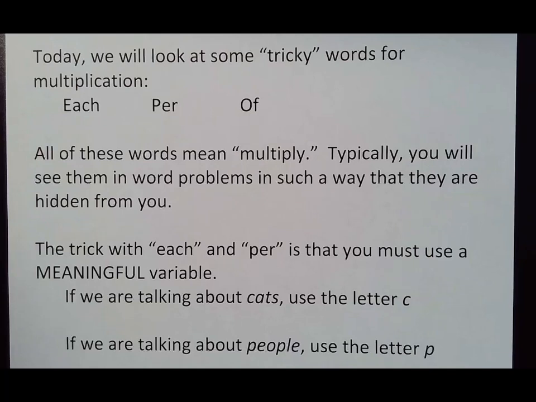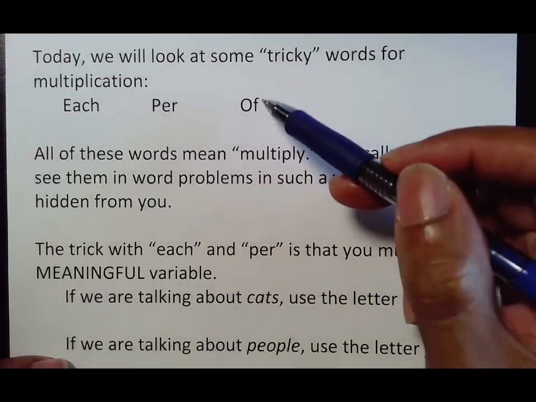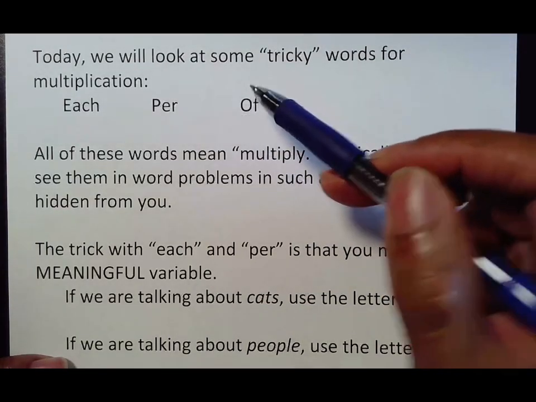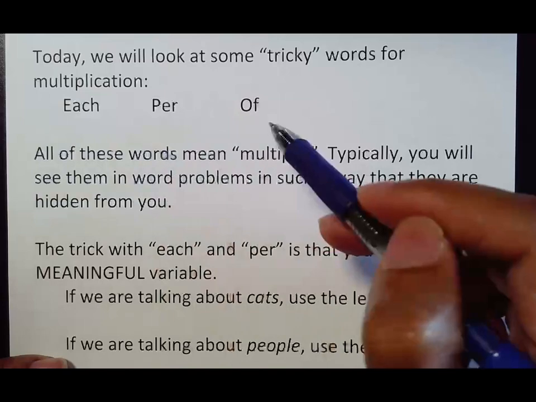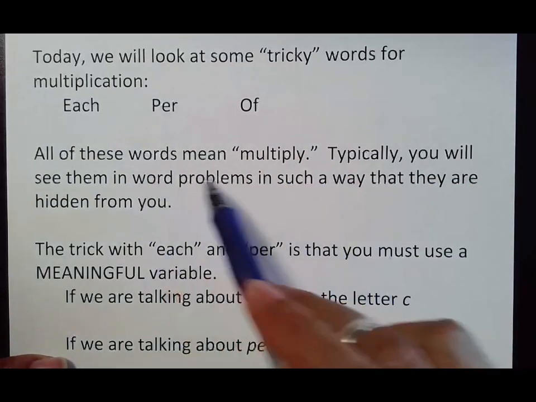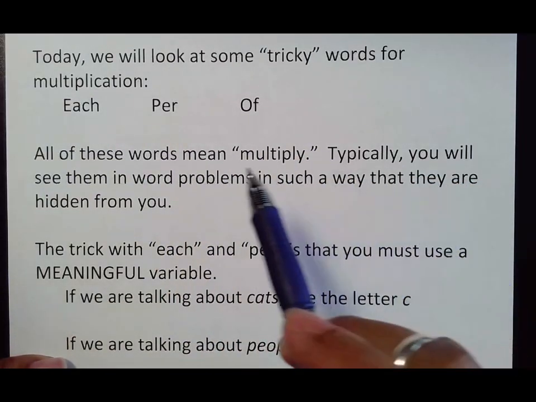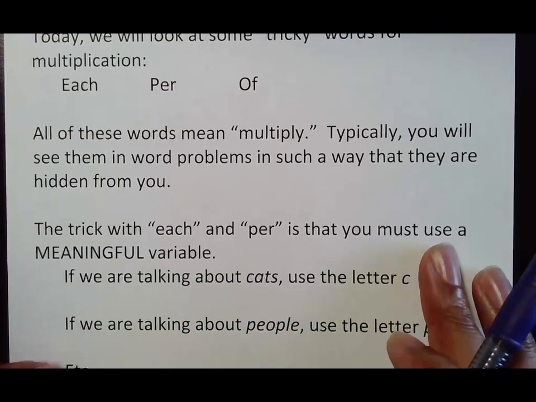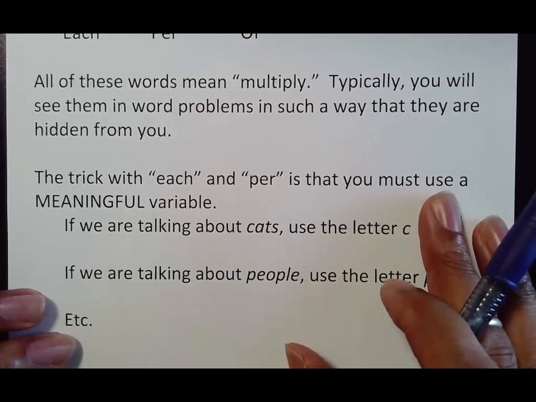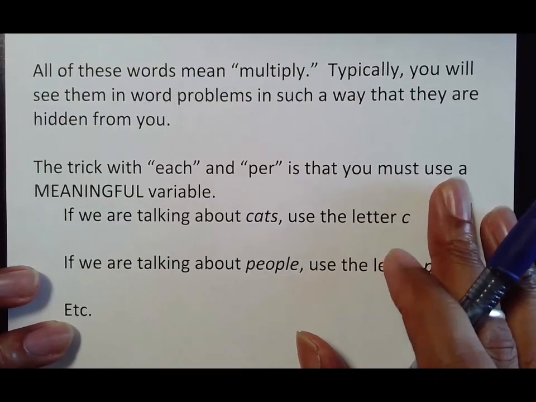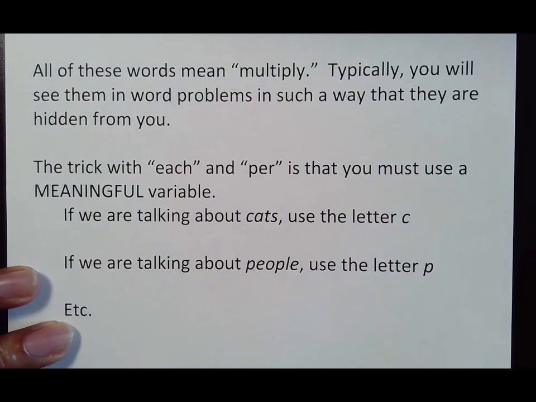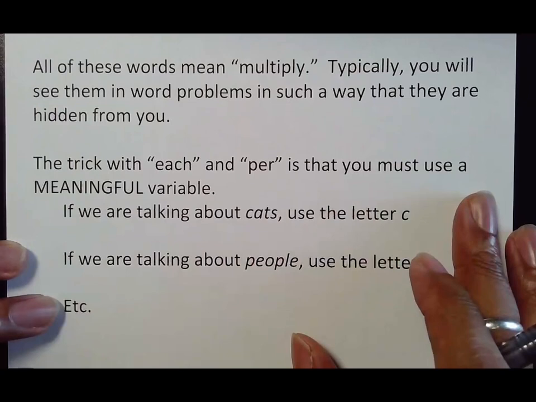But again, here's the trick. We've already talked about each and per being multiplication because I remember when we did that with our application problems. The key word to add to that list is of. So write these down with the multiplication so you remember that. But again, all these words mean multiply. Typically, you'll see them in word problems in such a way that they're hidden. So make sure that you learn those words so you know to look for them in the word problems.